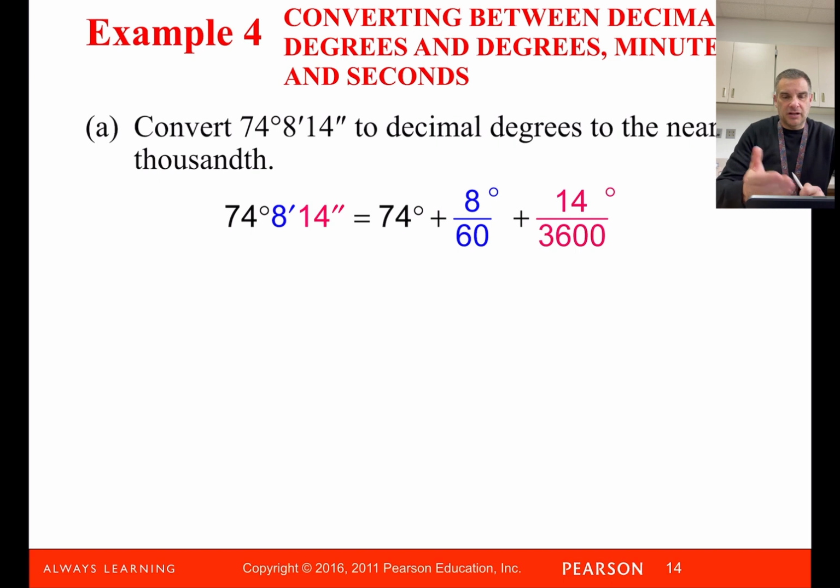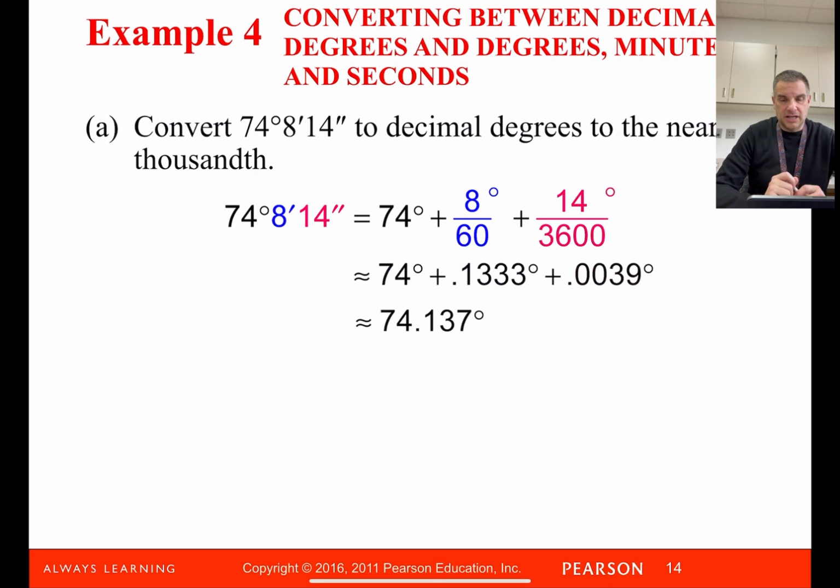And then you break your calculator out and take 8 divided by 60, get that number. Take 14 divided by 3,600, get that number. Add them all together, and you're good to go.